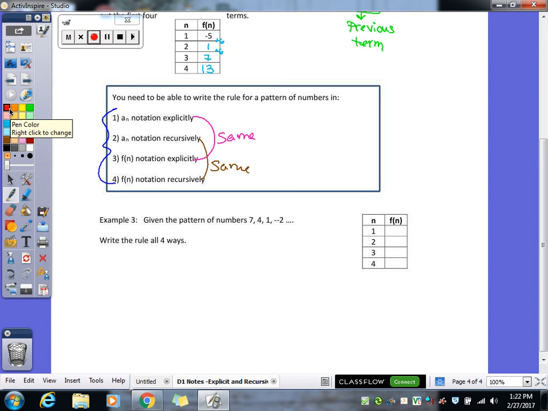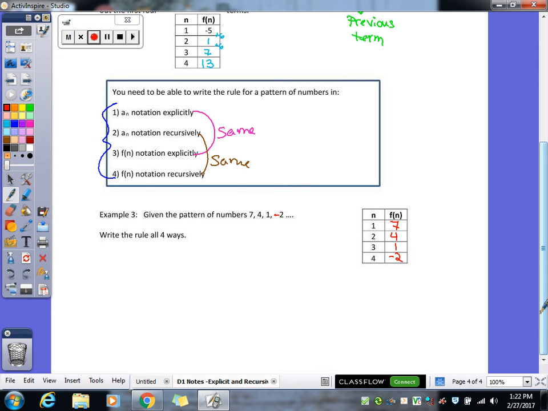So we're given the example of 7, 4, 1, and that's a negative 2. If you like using the table, please feel free to do so. 7, 4, 1, negative 2. So they want us to write it in all 4 of those ways. So I'm going to start with the first one, a sub n explicitly. So when I look at my table here, these numbers are all decreasing by what?